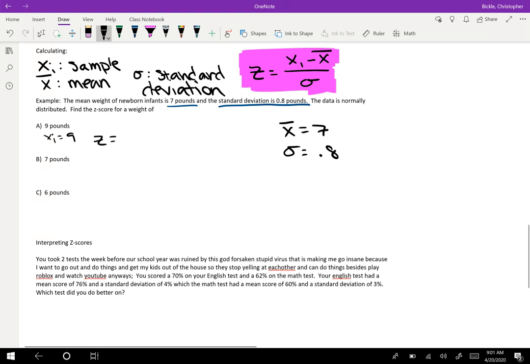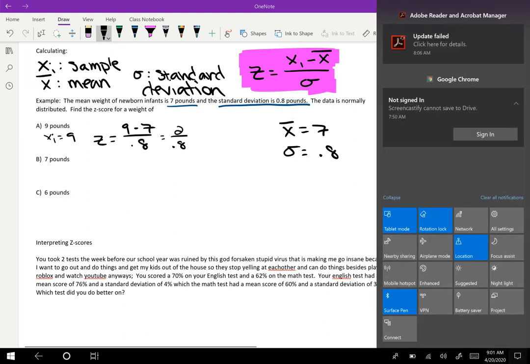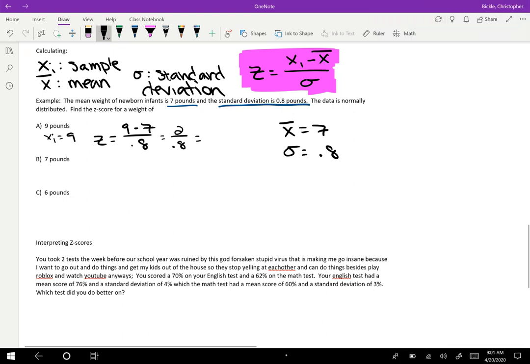So our z-score is our value, which is 9, minus the mean, divided by the standard deviation. Okay, so 9 minus 7 is 2. 2 divided by 0.8. And if you go through and divide that out, 2 divided by 0.8 is 2.5. So what that tells me is a baby that is 9 pounds is 2.5 standard deviations above the mean.